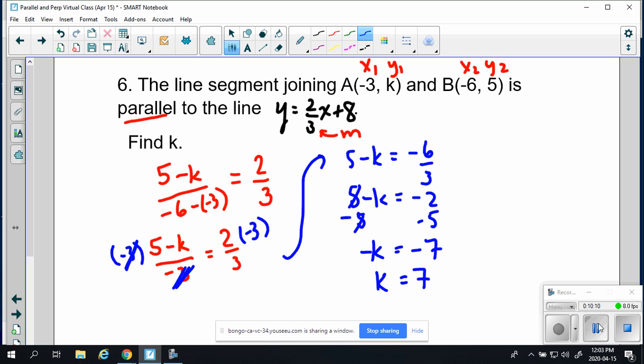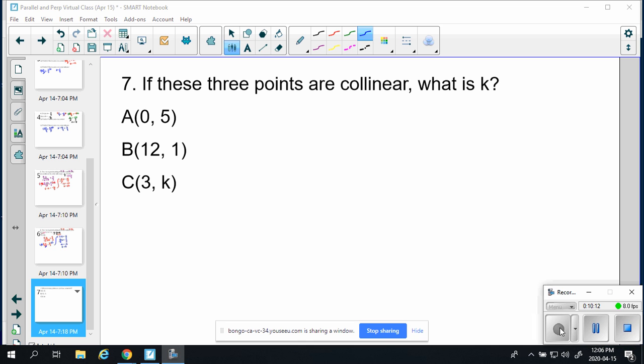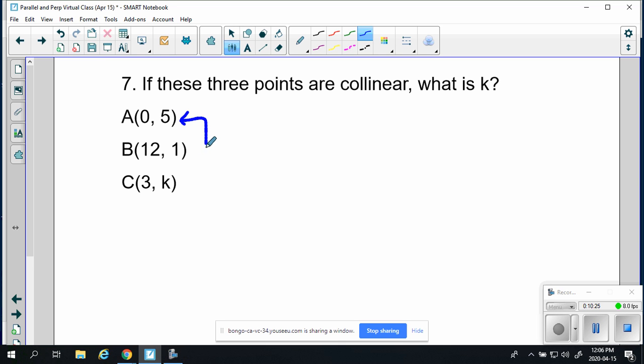That is my answer. If these 3 points are collinear, what is k? So if they are collinear, that means that if you check any 2 or 3 points, they are all going to have the same slope. So if you want to know what k is, you could check the slope of these two first. Find out what the slope is, and then check it against this one. So first I'm going to find the slope.